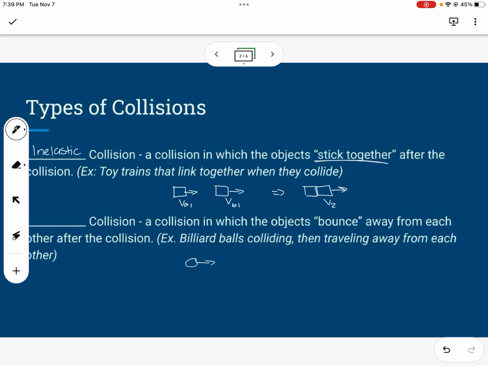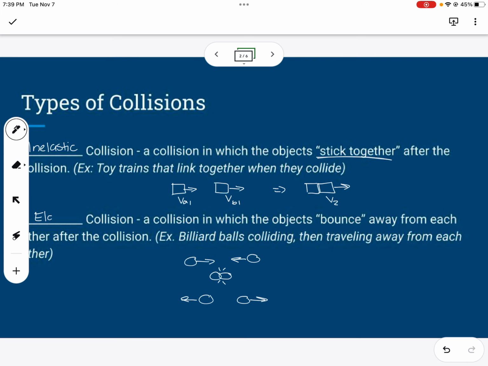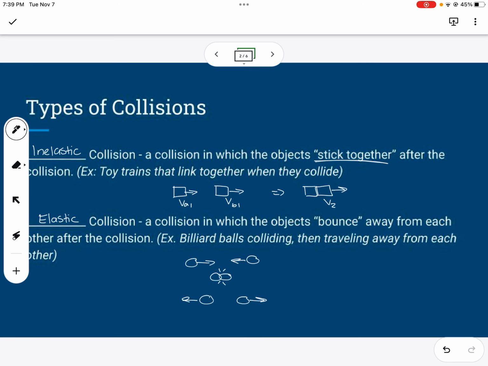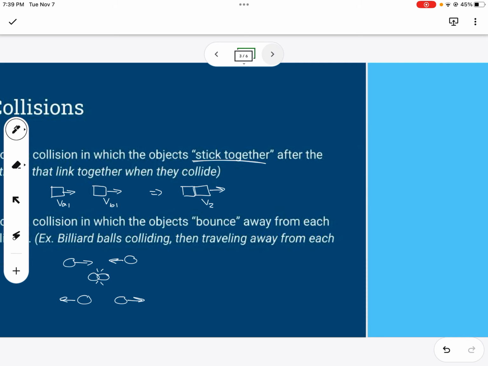Our other type of collision, what's it called? It's where two things will come together, bounce, and then bounce away from each other. That's going to be called your elastic collision. So think about pool. When you play pool, there's a lot of elastic collisions happening. The cue ball will hit and then it will stay still and transfer all of the momentum to the other ball. Sometimes it will get knocked backwards. Sometimes it will still move forward, but they're not really sticking together. That's an example of elastic collisions.